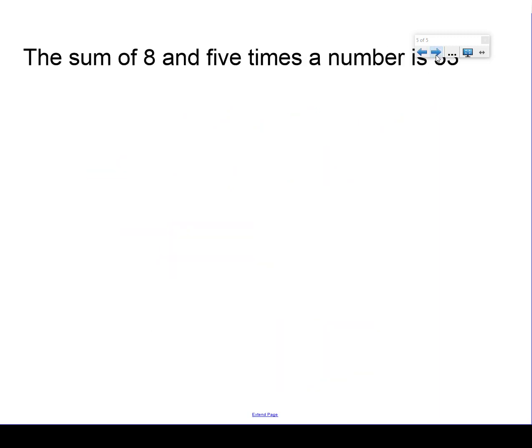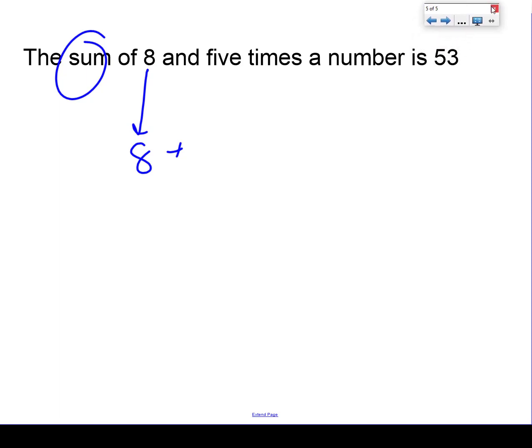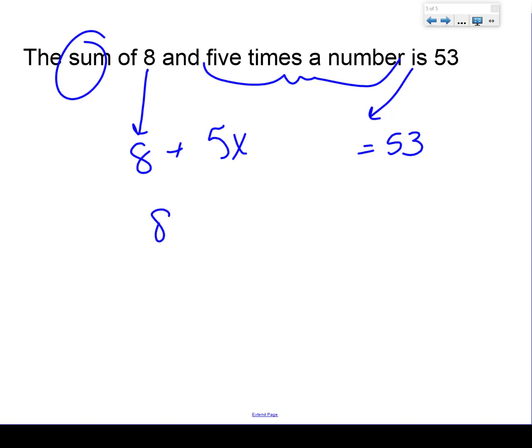Let's try another one. The sum of 8 and 5 times a number. So 8 and something are going to be added together, right? The sum means the answer of these two together is 53. So is, we know, is the equal sign, but we're adding together 8 and 5 times a number. What is 5 times a number? 5x. So 8 plus 5x equals 53.